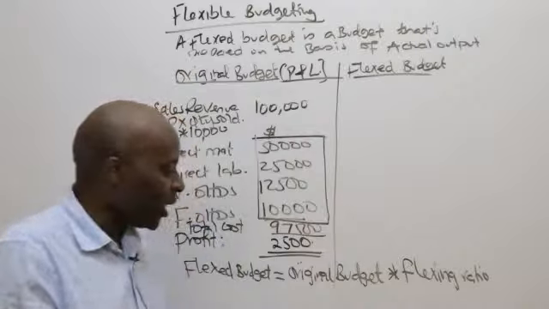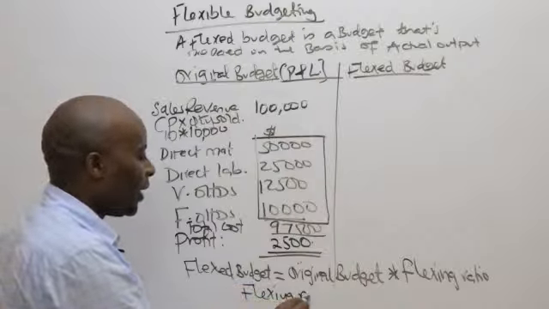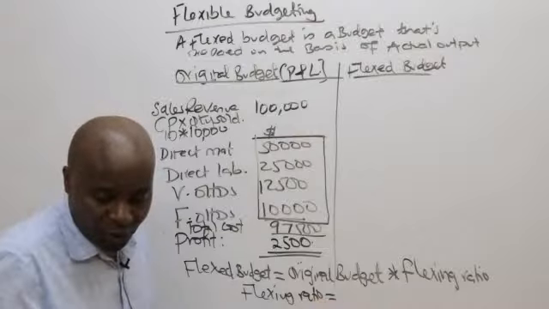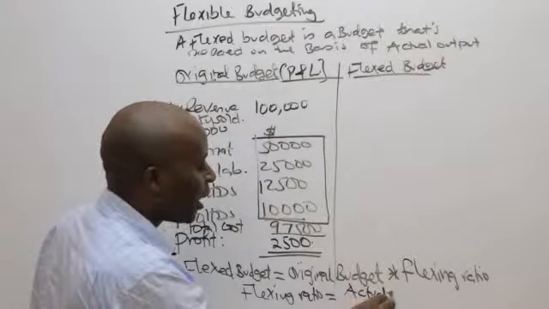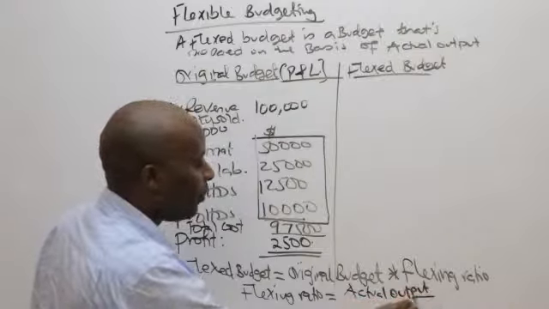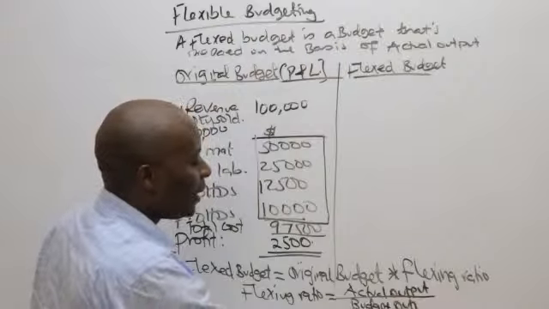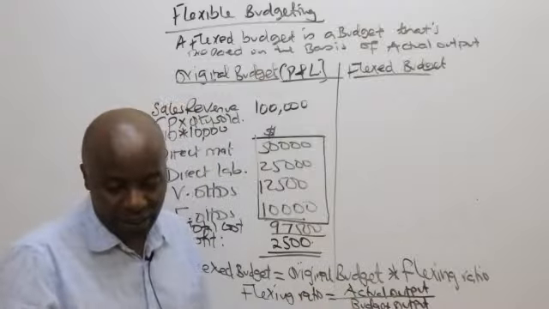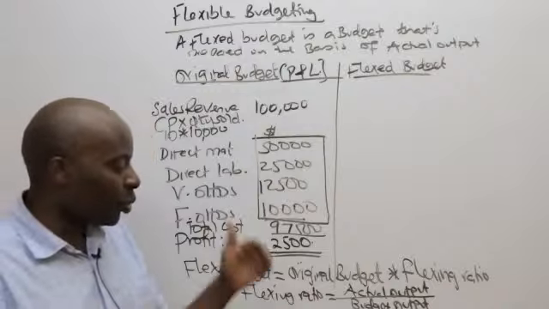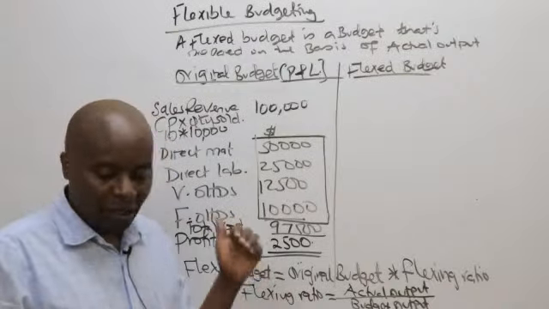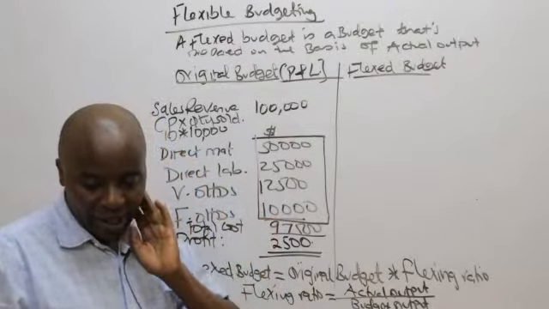So the question is, how do I get this flexing ratio? To get flexing ratio, I will be taking the actual output divided by budgeted output. Andika mpaka hapo kwanza. To get, in this case, ladies and gentlemen, the flexing ratio, we normally take the actual output divided by the budgeted output.